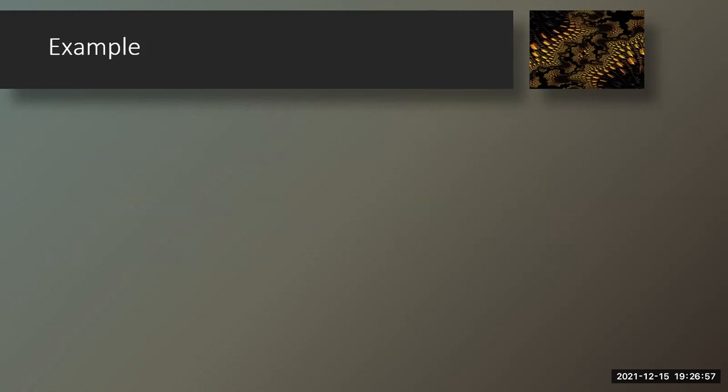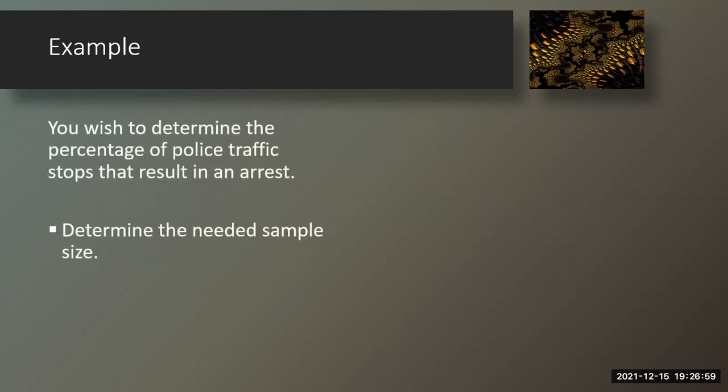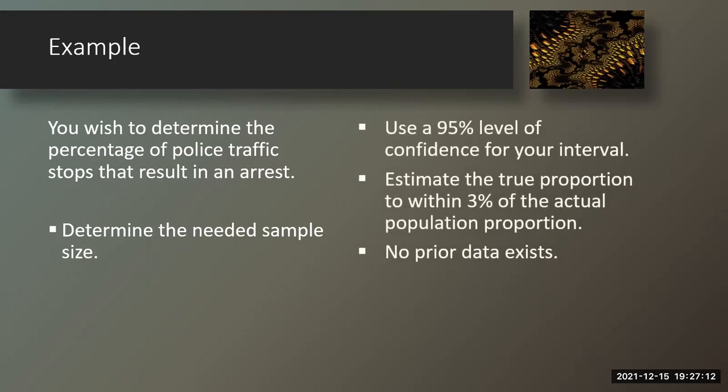Now, there was one other topic, and that was the topic of sample size. We wish to determine the percentage of traffic stops that result in an arrest, and we need to determine a sample size before we can get on with our study. We're going to use a 95% level of confidence when we develop that confidence interval. We want our true estimate to be within 3% of the population proportion, and no prior data exists.